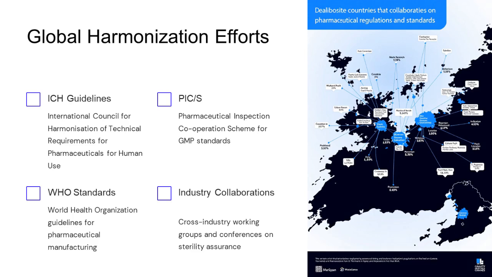Global harmonization efforts include ICH guidelines for technical requirements for pharmaceuticals for human use. The PIC/S scheme provides standards for GMP. WHO standards offer guidelines for pharmaceutical manufacturing. Industry collaborations involve cross-industry working groups and conferences on sterility assurance.